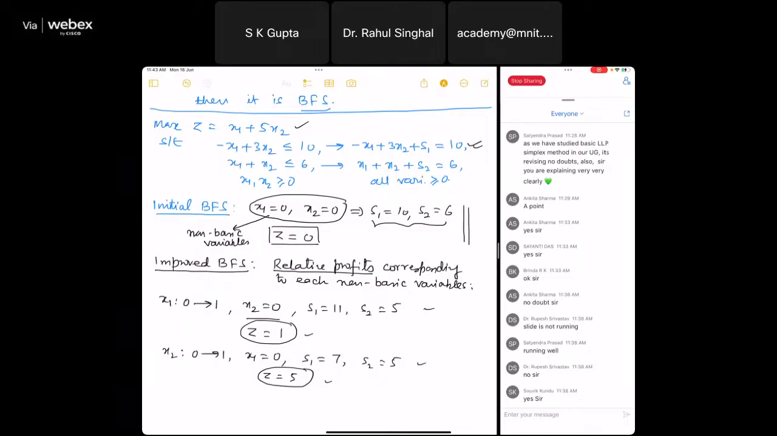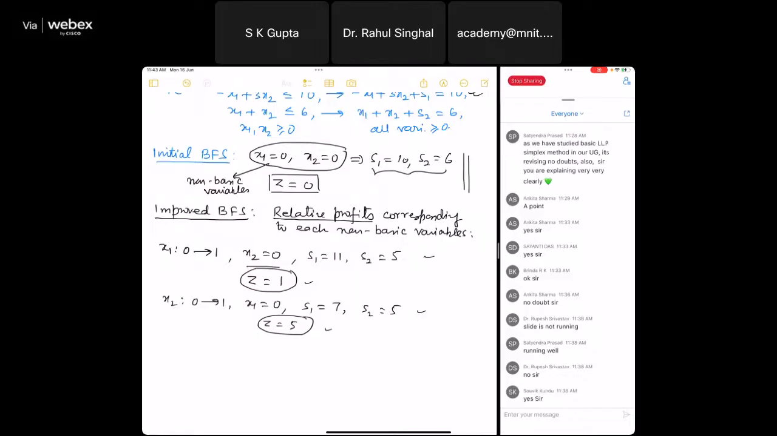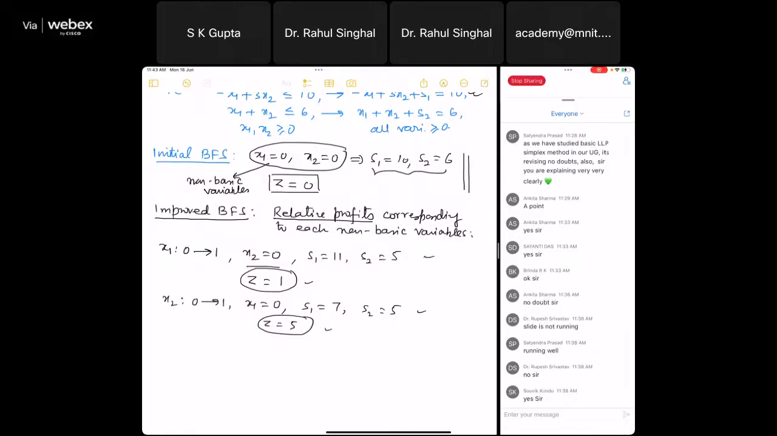What does it mean? One thing is clear: the initial BFS we have checked is not optimal. It is not the point giving the maximum value of z. If it is not optimal, we have to find an improved BFS. For an improved BFS, out of the two non-basic variables x1 and x2, one variable must become basic, and out of the two basic variables, one must become non-basic. Then only do we find a new, improved BFS. Now the question is how we decide which variable will enter and which will leave, that is, which non-basic variable becomes basic, and which basic variable becomes non-basic.